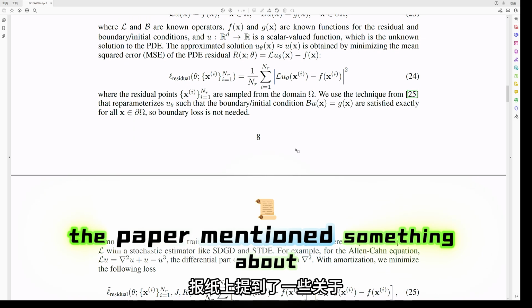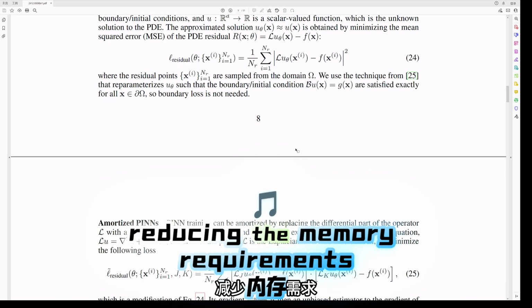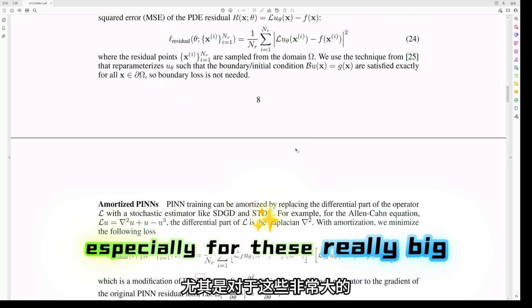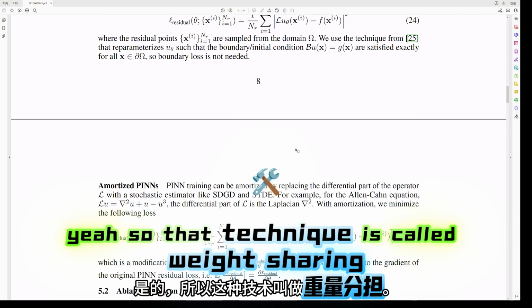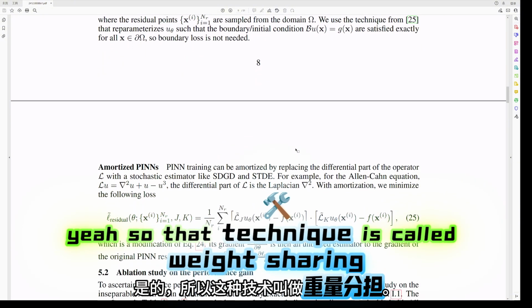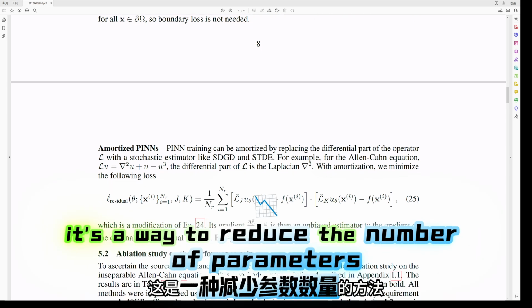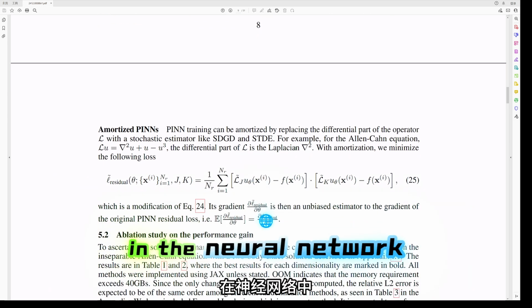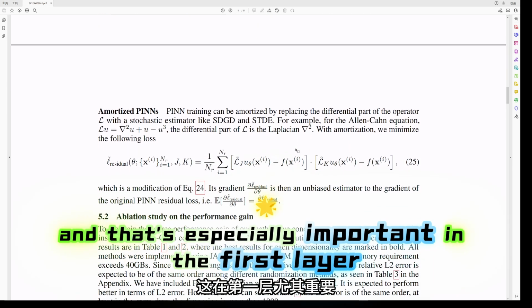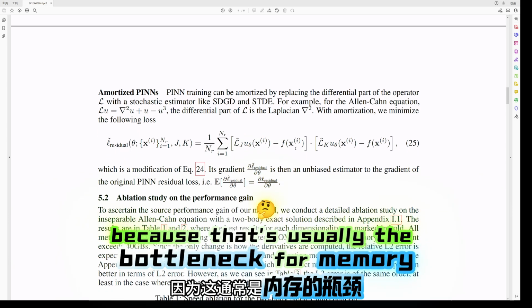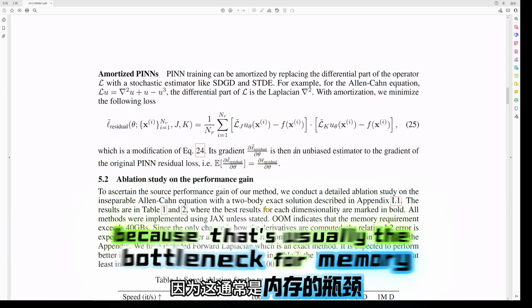Exactly. Now, remember the paper mentioned something about reducing the memory requirements, especially for these really big high-dimensional problems. Yes, that technique is called weight sharing. It's a way to reduce the number of parameters in the neural network. That's especially important in the first layer, because that's usually the bottleneck for memory. So how does that work?